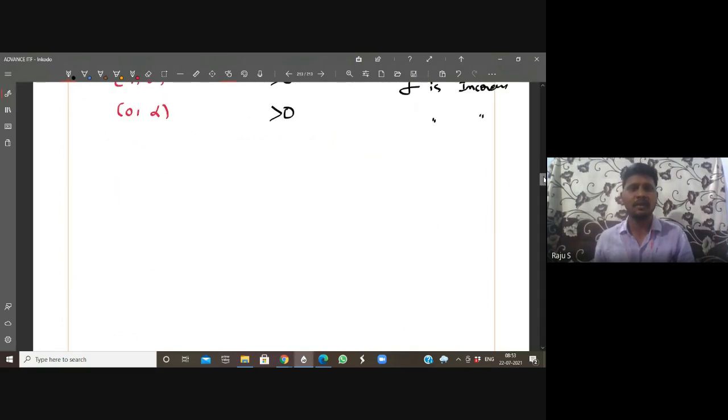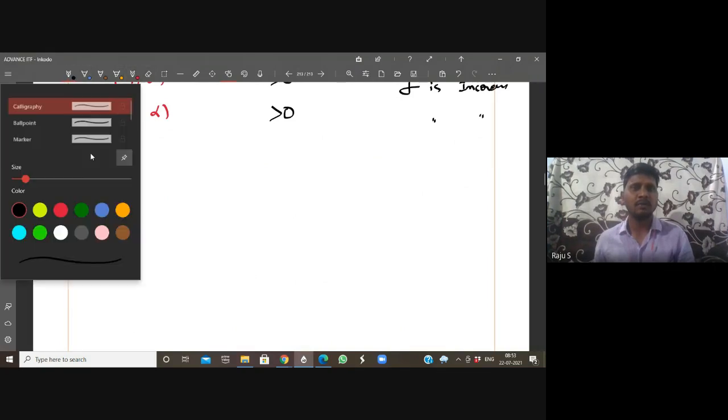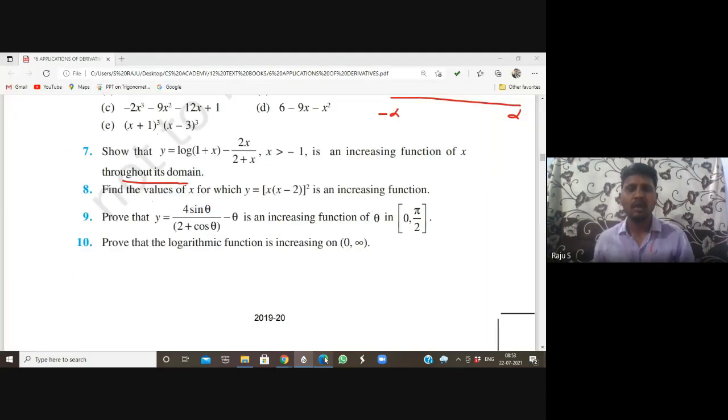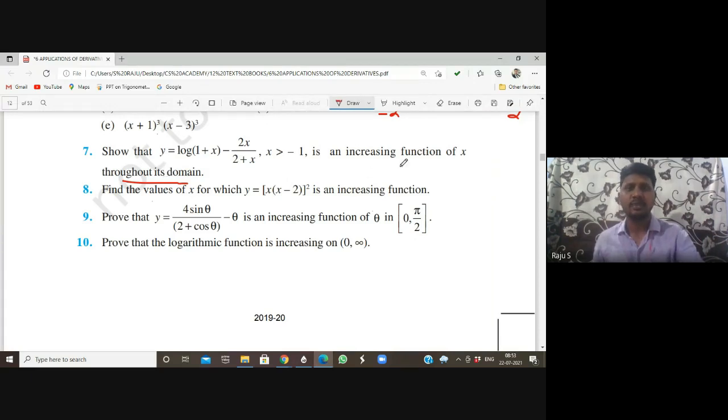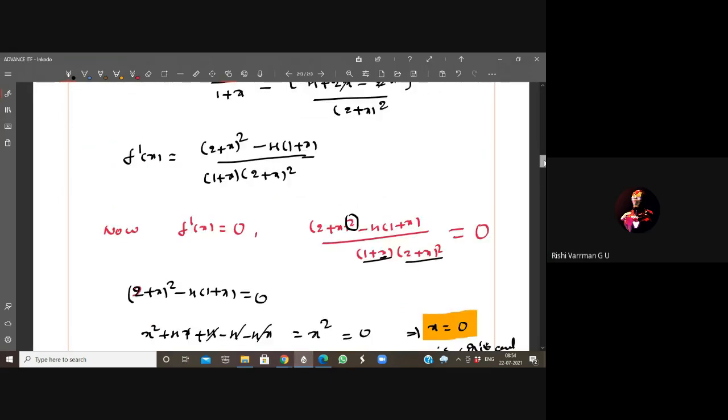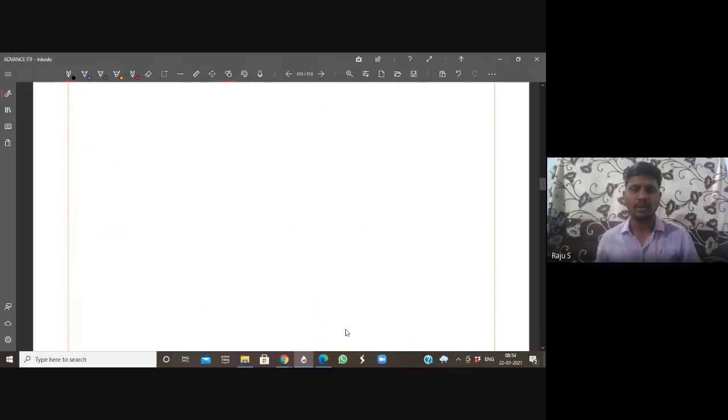Finally, what can we write? Therefore f is increasing throughout the domain. Increasing in x greater than minus 1. x greater than minus 1 means throughout its domain. You have to write like that. Clear, students? Or any doubts? No, sir. Okay. In each and every question, we'll do like that.